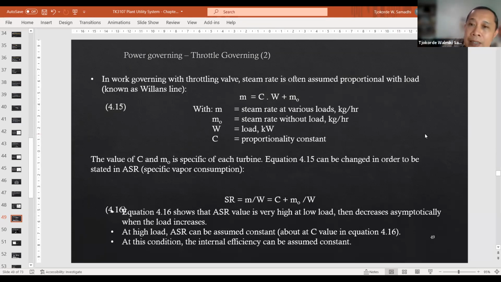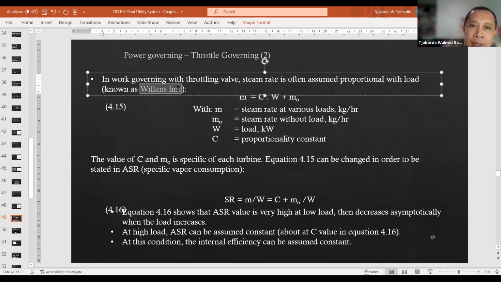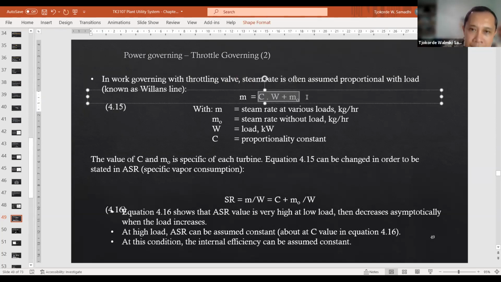Konstanta pembanding. Jadi dalam permasalahan perhitungan throttle governing ini, laju kukus, steam rate, ini sering dianggap berbanding lurus dengan beban. Nah, persamaan linear ini sering disebut juga dengan Willans line. So Willans line refers to this linear equation.